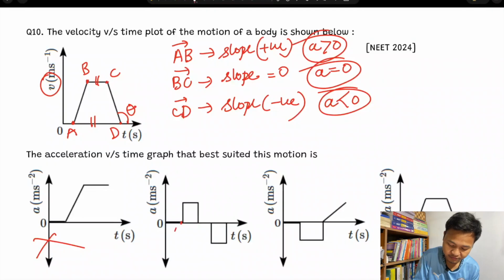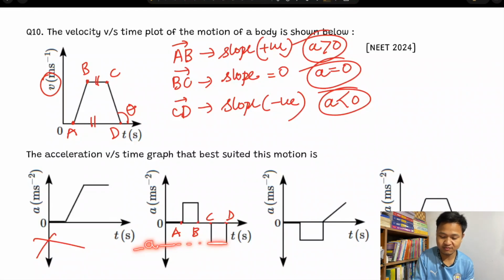Here, from A, B, C, D: from A to B, a is some positive value. Then from B to C, a is 0. From C to D, a is some negative value. So that means it satisfies this whole thing. A to B positive, B to C zero, C to D negative. So this is your correct option.